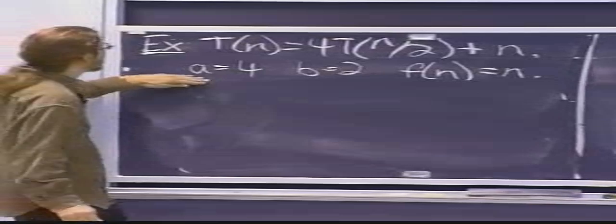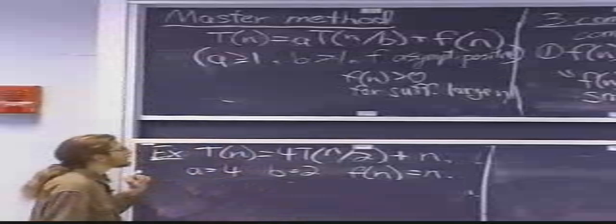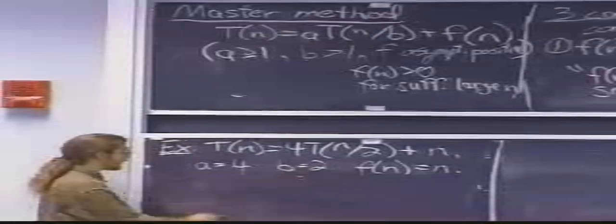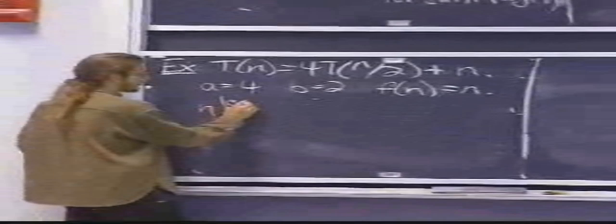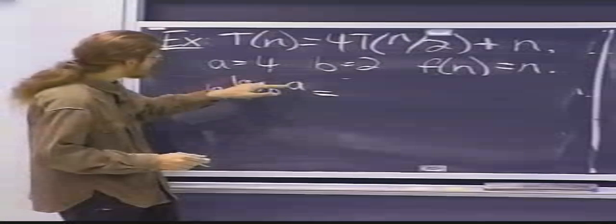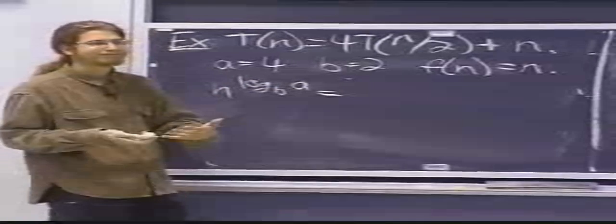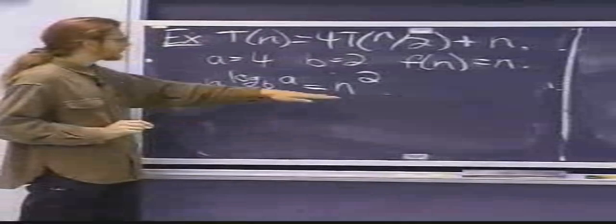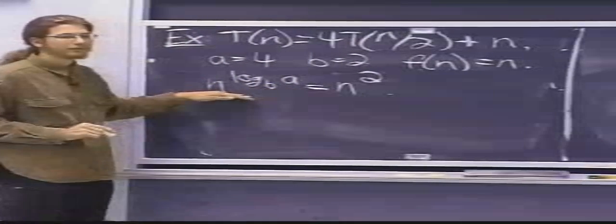And we check, OK, a is at least 1. B is bigger than 1. Good. F of n is always positive. Good. What else do we need? Well, we need to know what case we're in. So we want to compare f of n to n to the log base b of a. And then we'll be pretty much done. That's the great part. So all you have to do is think, well, log base 2 of 4 is, it's too easy, 2. Okay, I'll try to ask more difficult questions. So we have n squared as our n to the log base b of a.